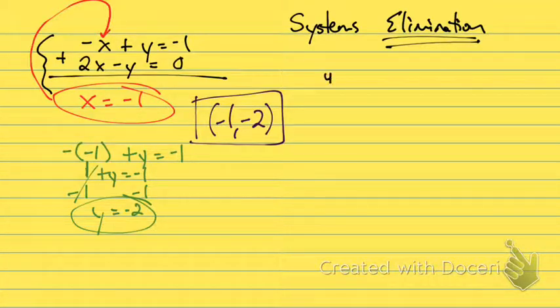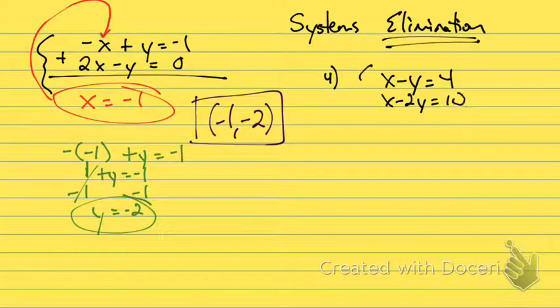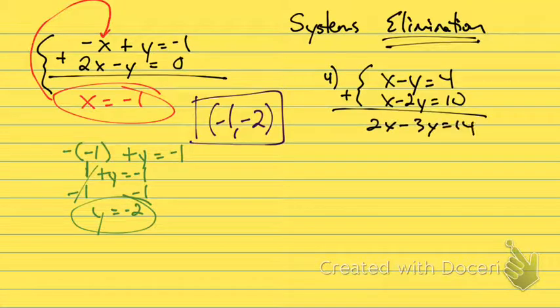For number 4 on your sheet, I've got x minus y is 4, and x minus 2y is 10. Is anything currently canceling each other here? No. So if I add these together, check out what I get. 2x minus 3y equals 14. Can I do anything with that? No.